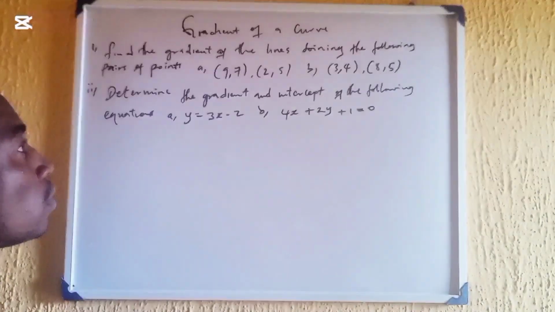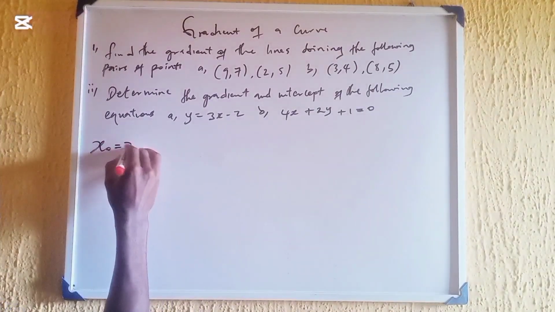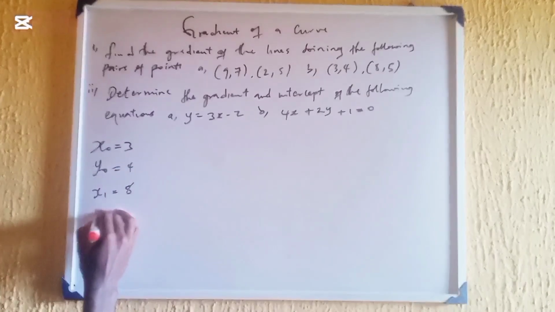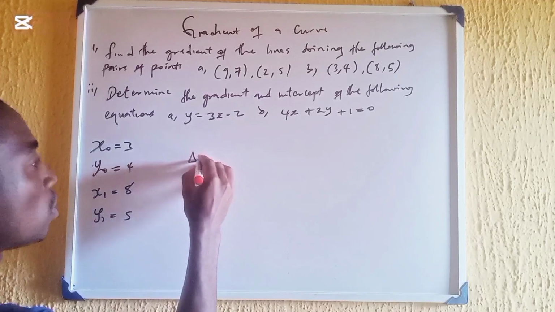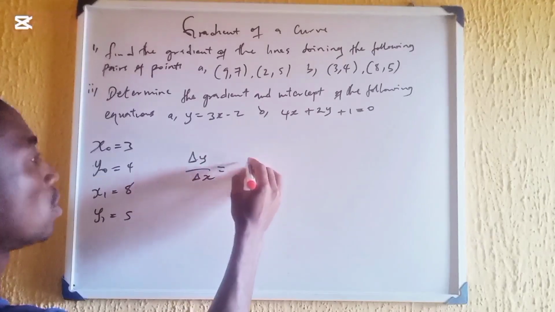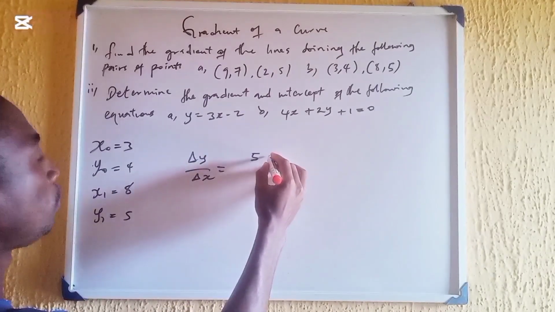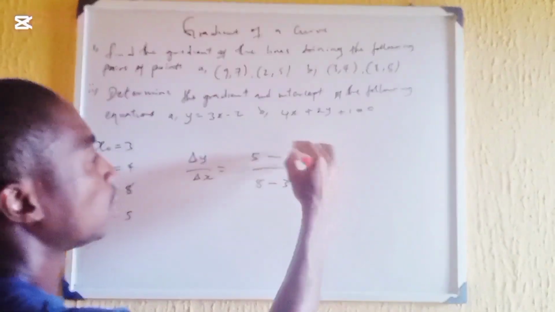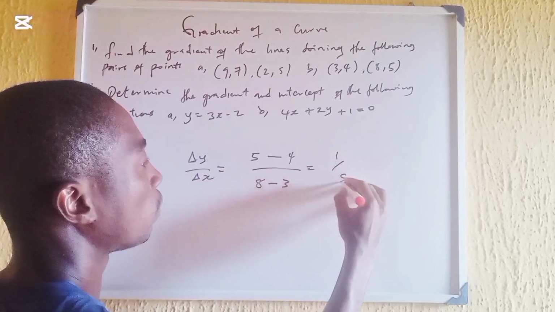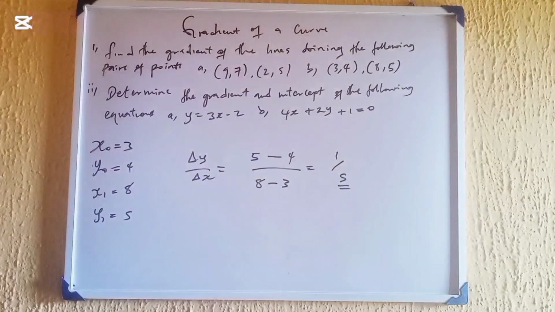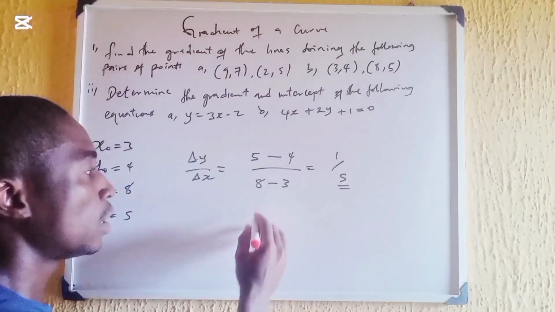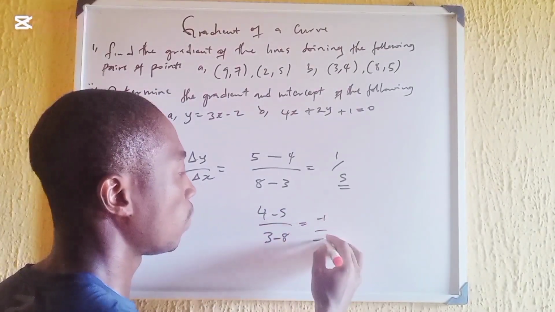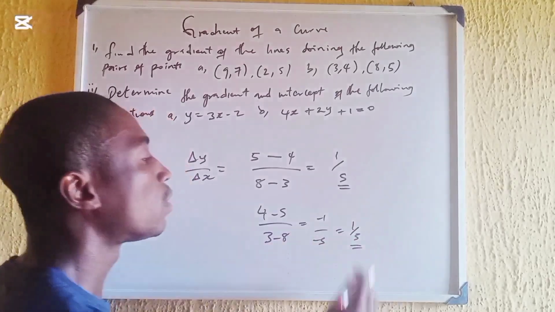Okay, for the b part, we can say x naught is equal to 3 and y naught is equal to 4. x1 is equal to 8 and y1 is equal to 5. So change in y over change in x is equal to 5 minus 4 over 8 minus 3, and that gives us 1 over 5. So the slope is 1 over 5. You can do it the other way and you get the same answer. That's to say 4 minus 5 over 3 minus 8. It gives you minus 1 over minus 5, which is still 1 over 5.